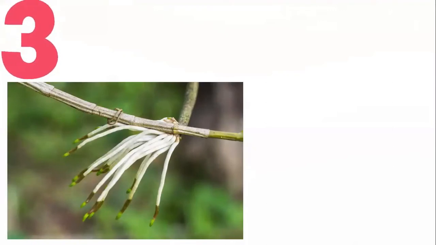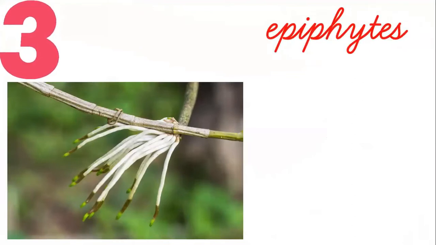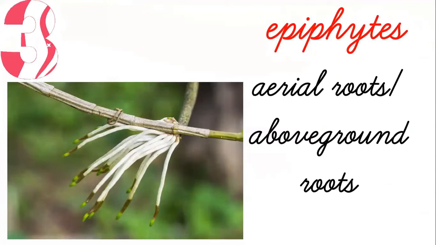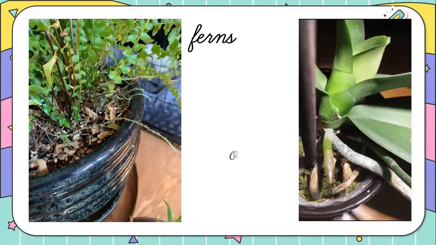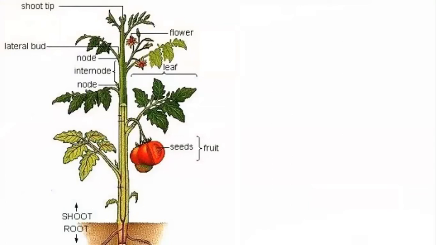Many rainforest plants, such as epiphytes, grow high on trees. They cling to the stems and branches of other big plants. They have aerial roots or above ground roots that are capable of absorbing moisture and nutrients from the air. Some above ground roots start on the plant stem and grow down into the soil. Here are some examples. We have ferns and orchids.